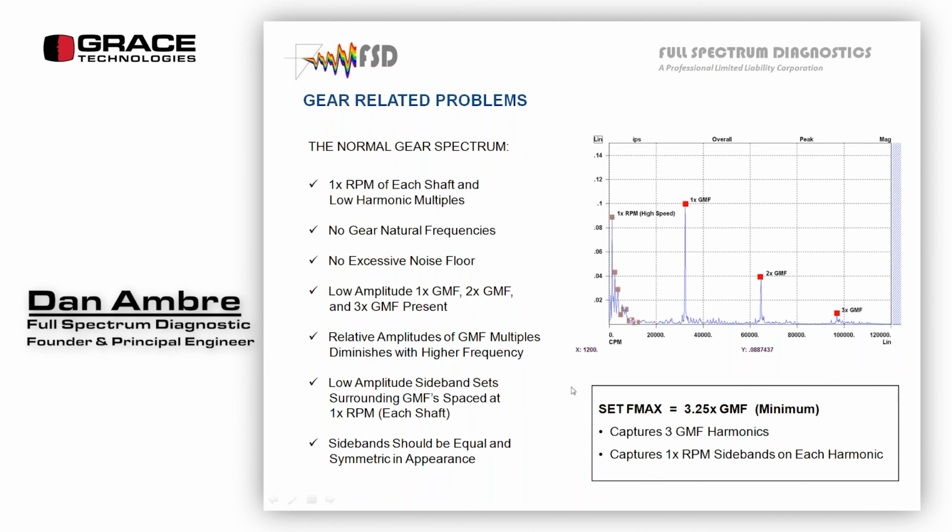The real heavy hitter thing that I want you to throw into your memory bank is set the Fmax at 3.25 times gear mesh frequency. So I go through, I get my tooth counts, I calculate the gear mesh frequencies, and then I set my trending Fmax to 3.25 times whatever that gear mesh frequency was. So I have range to be able to see these 3 peaks and the changes in those peaks.